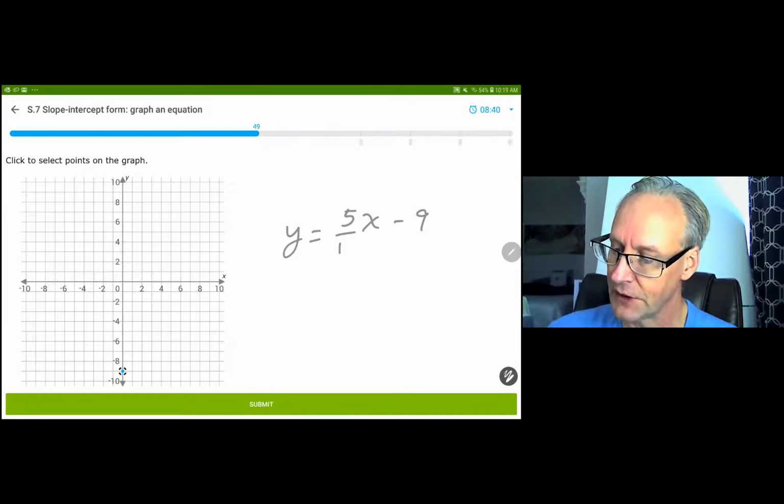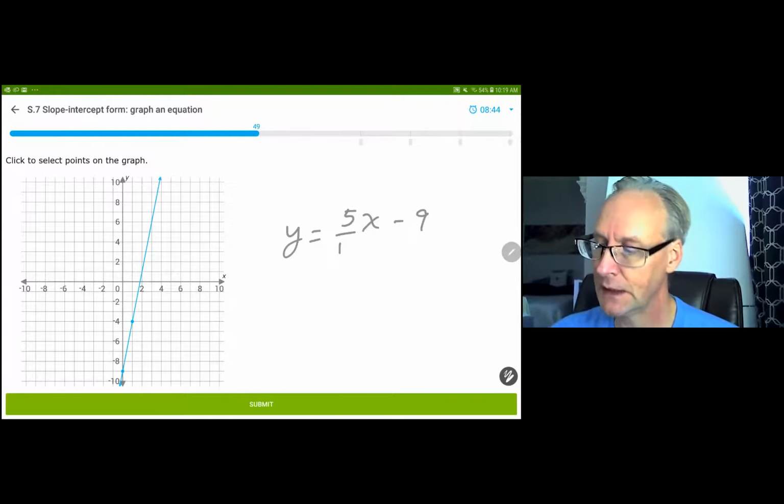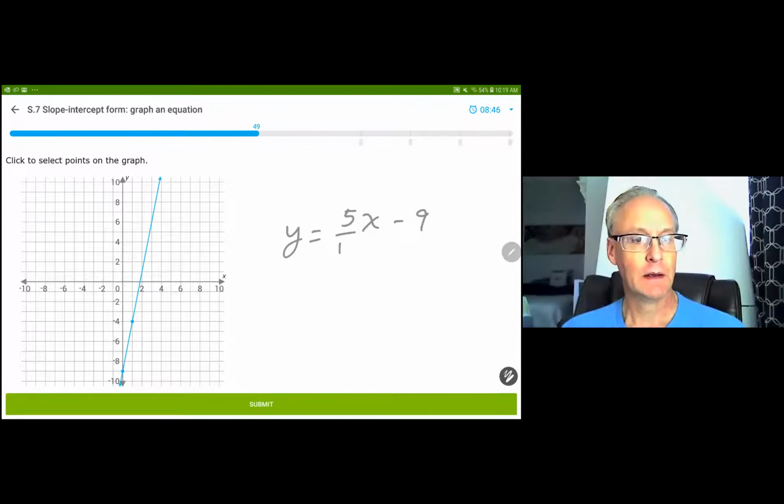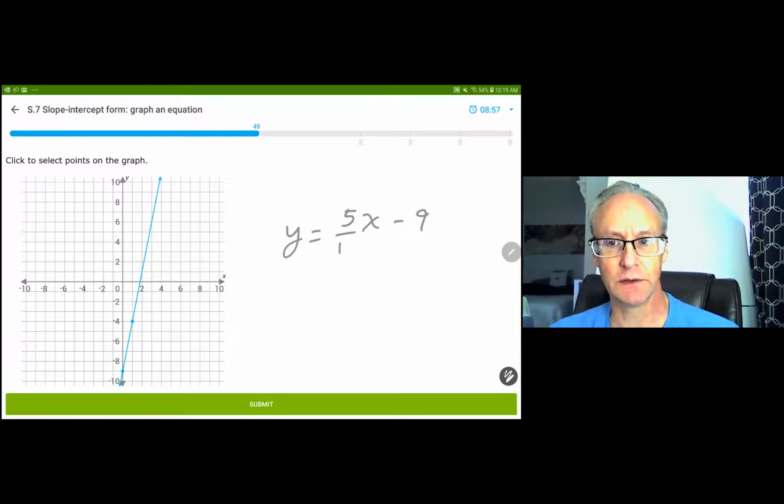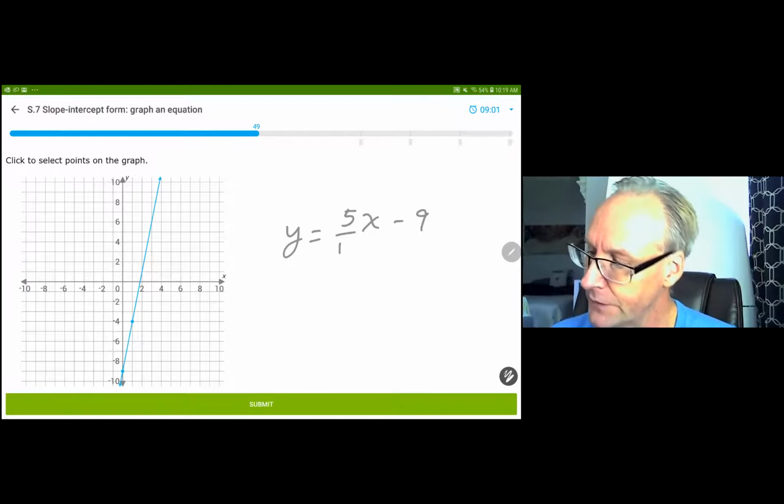So from here, I'm going to go up 1, 2, 3, 4, 5, and over 1. And I'm going to have my slope of 5. By the way, you could count up again 5 and over 1 and up 5 and over 1 and get lots of points for your solutions. And that's always a good idea, especially when you're testing to draw your line. That way it's nice and straight. There it is.